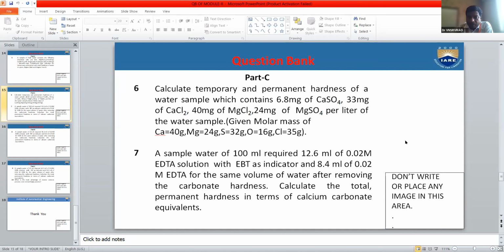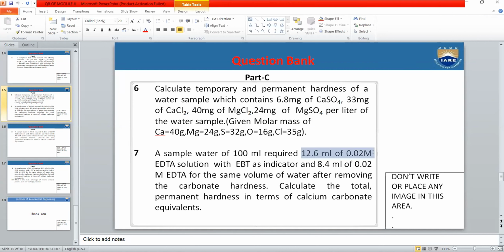In the first titration, they take 100 ml of the water, and 12.6 ml of EDTA is consumed for the titration. But in the second titration, they consumed only 8.4 ml of 0.02 molar EDTA.